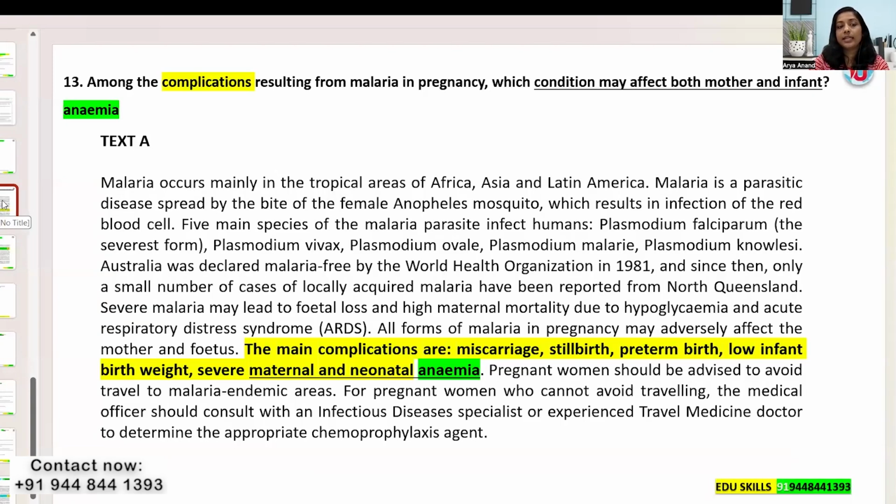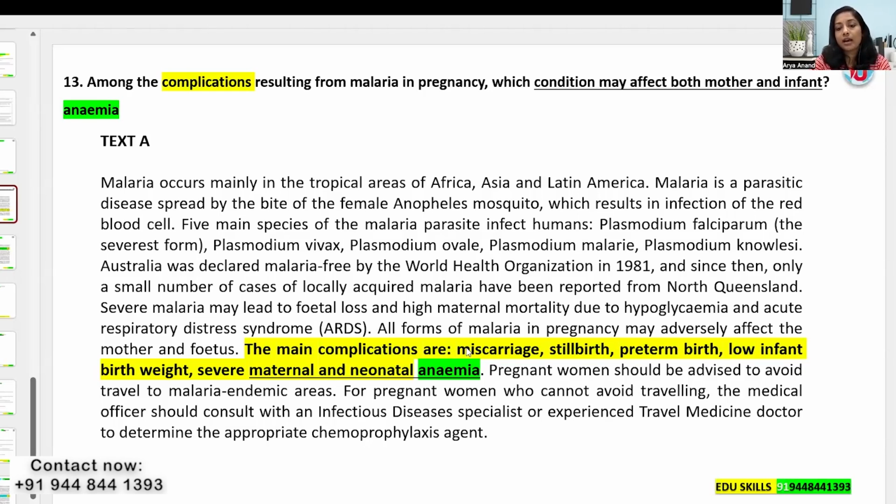Then 13th question, among the complications resulting from malaria in pregnancy. You have a keyword here, complications. So you need to move to which text? A. So what do you need to find out from this question? Here, which condition may affect both mother and infant? Not only mother, not only infant, both. So here in text A, the word complications is there. So you can directly move there and search for your answer.